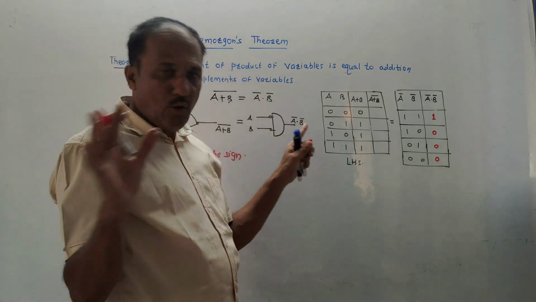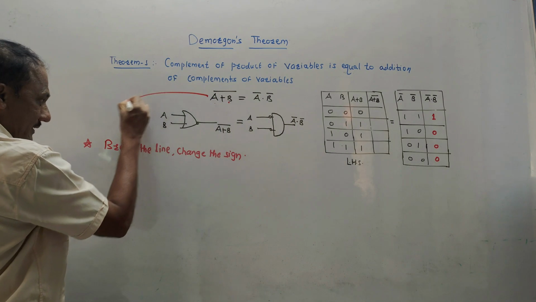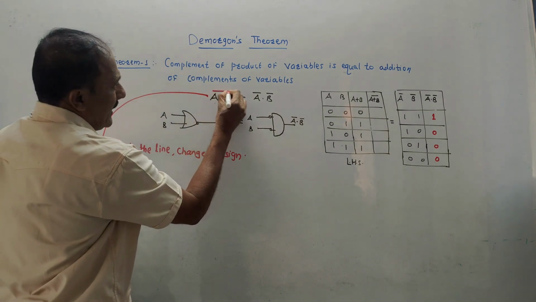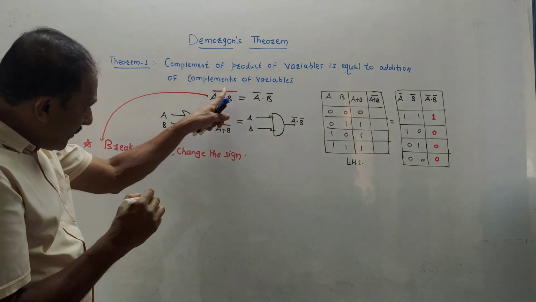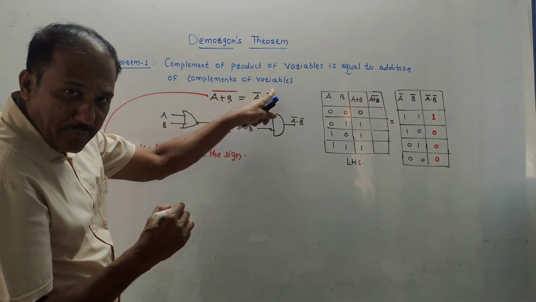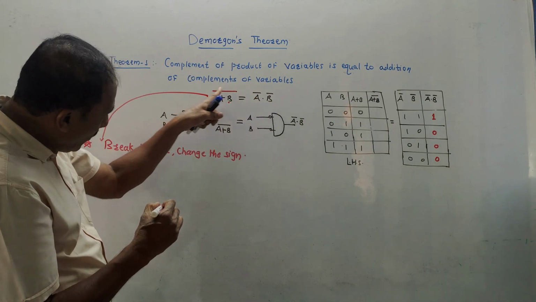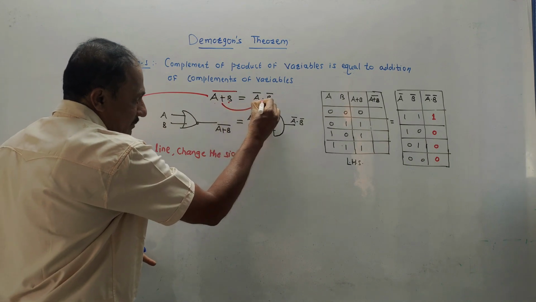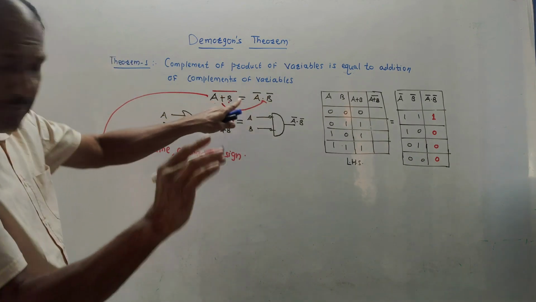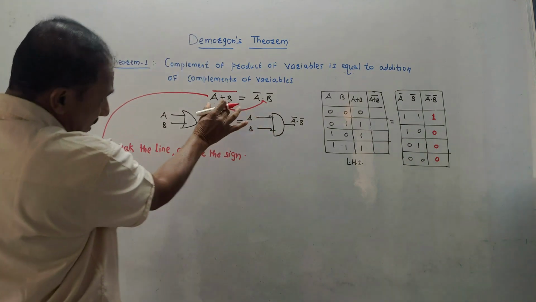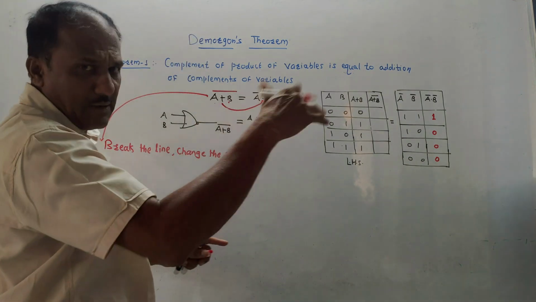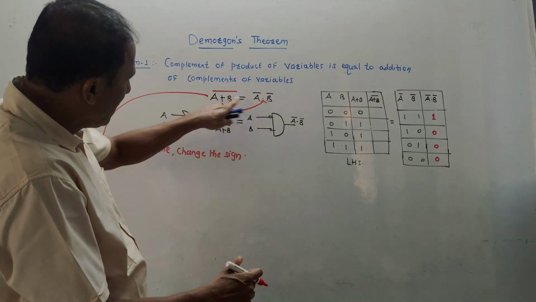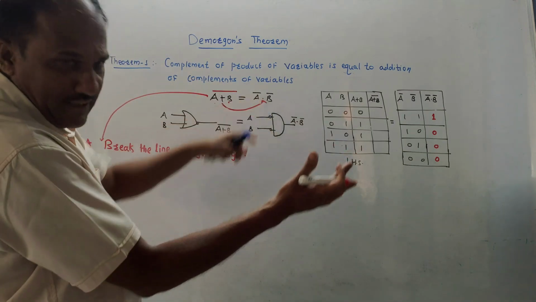Let's make it simple. How to remember this statement? If you break the line, change the sign. This is the original line; this bar indicates the line. If you are breaking the line, you are writing it separately for each input. Then, if you are breaking the line and writing it separately, change the sign. So this plus sign becomes a multiplication sign. Very simple. It is applicable for any number of inputs. I have just written it for two inputs A and B. If you are breaking the line, the sign gets changed from plus to minus, plus to multiplication, sorry.